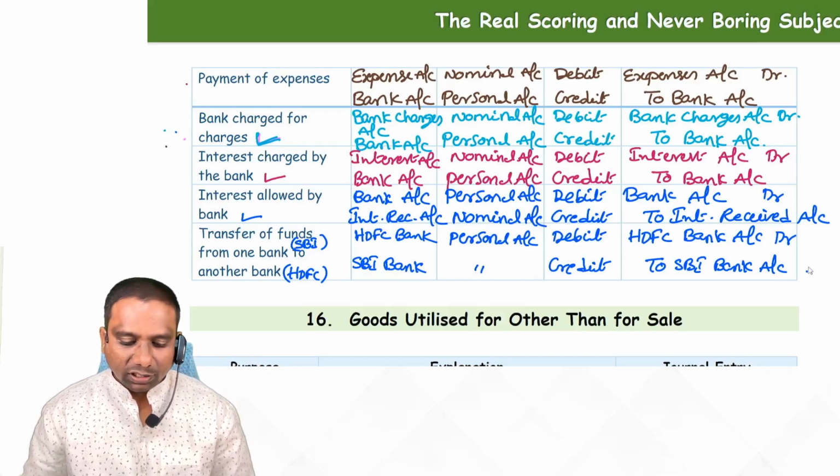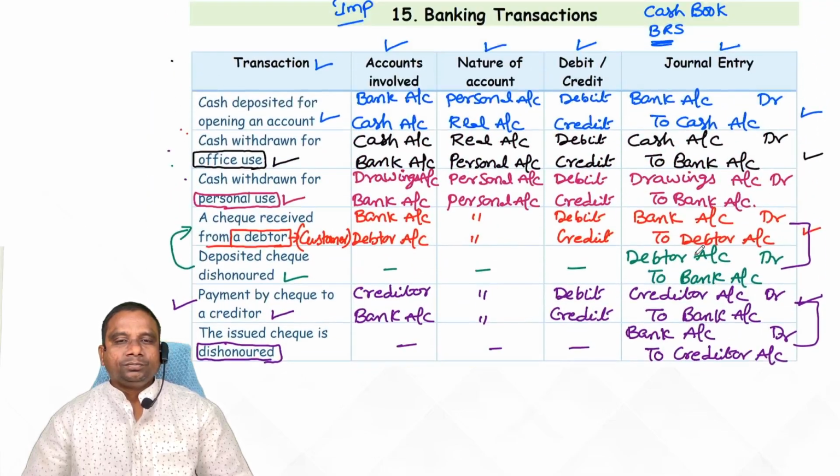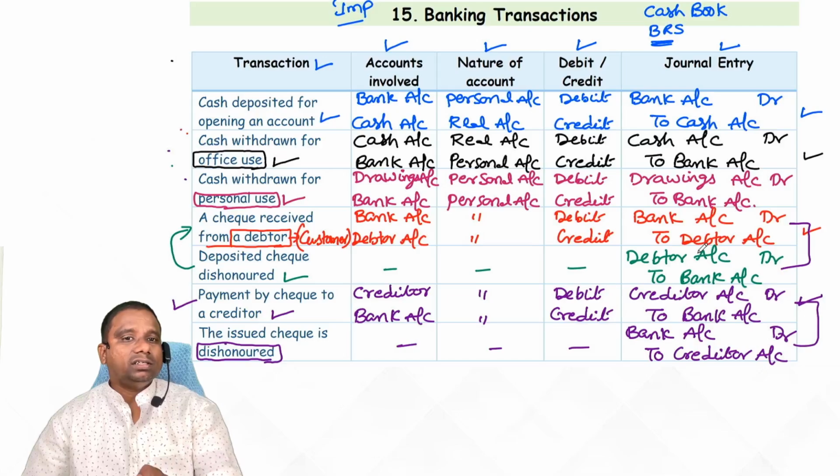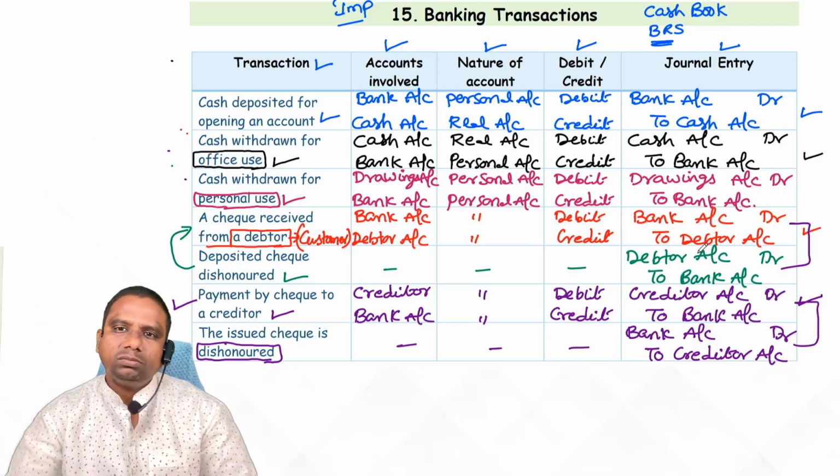Is it clear, students? Observe carefully. Observe once again. Banking transactions, very, very important. Now if you get the same transactions in a journal problem, you can directly write down the entry, and the amount is given in the problem, so write down that amount.